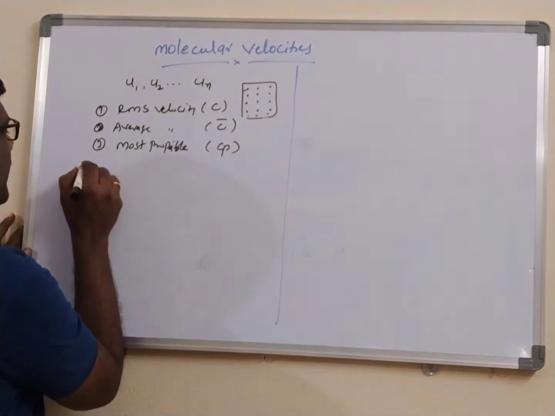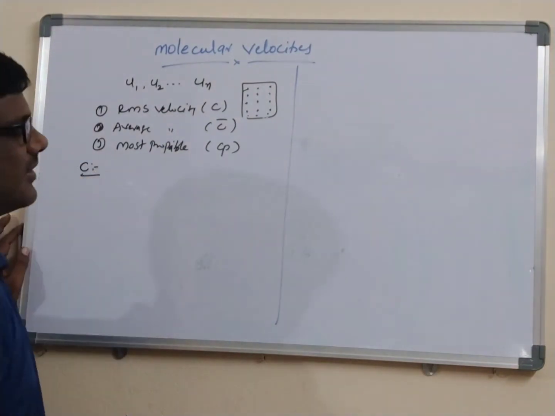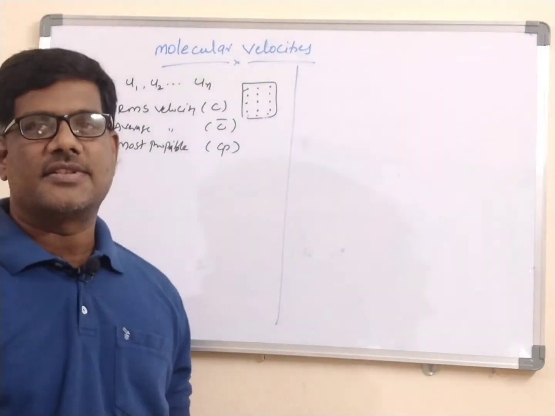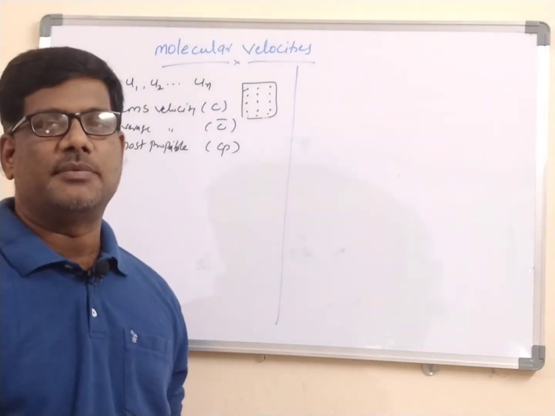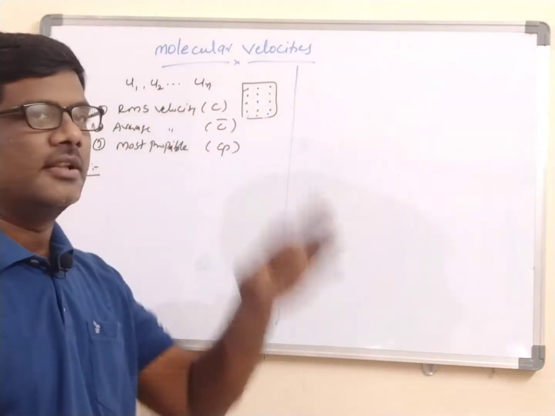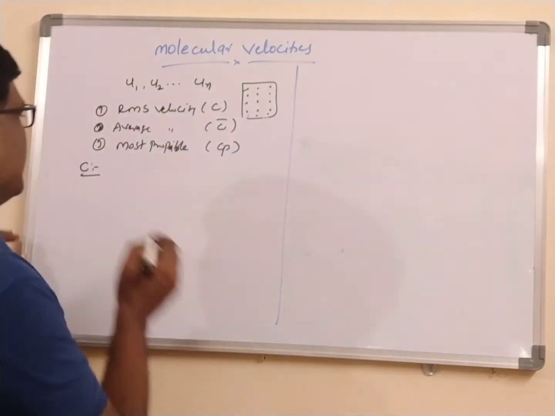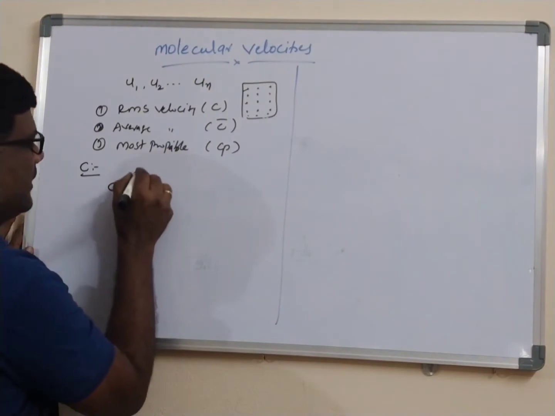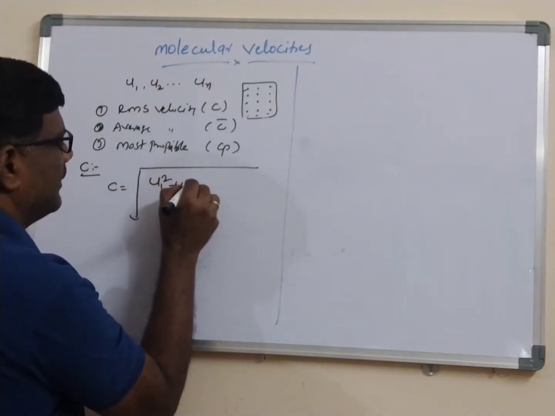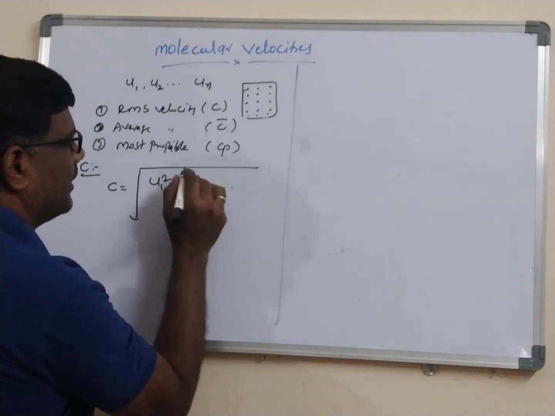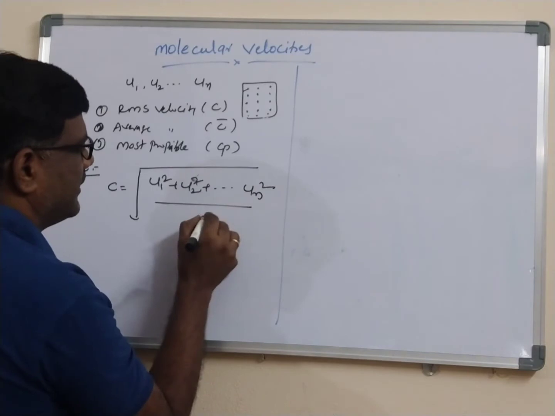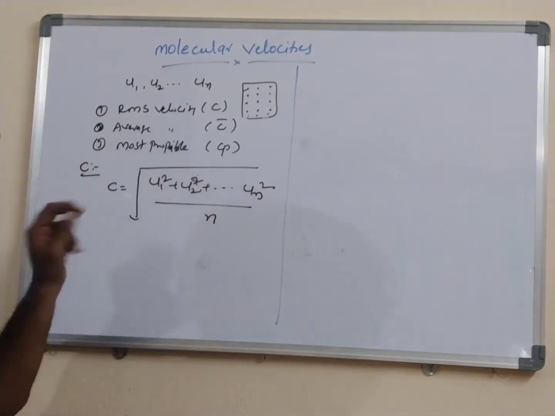So these are the three methods to calculate the velocity of gas molecules, and I am taking the first one, the RMS velocity. To explain it, we take a gas in a vessel with a large number of tiny particles, with particle velocities u1, u2, and so on, un. The RMS velocity C is the square root of u1 square plus u2 square plus so on, un square, divided by n. So this is the RMS velocity.